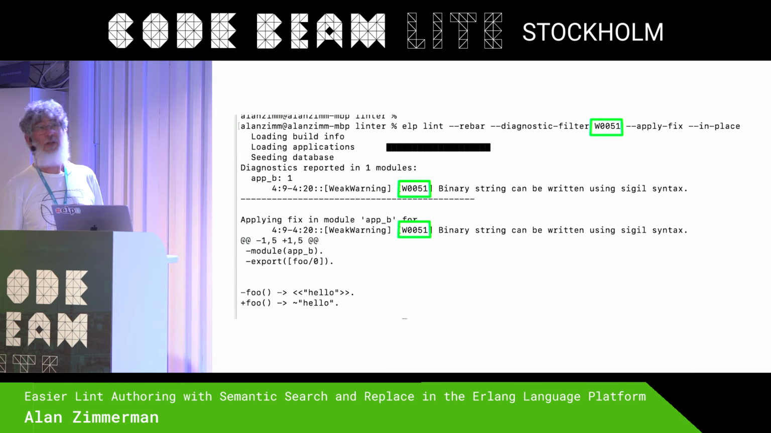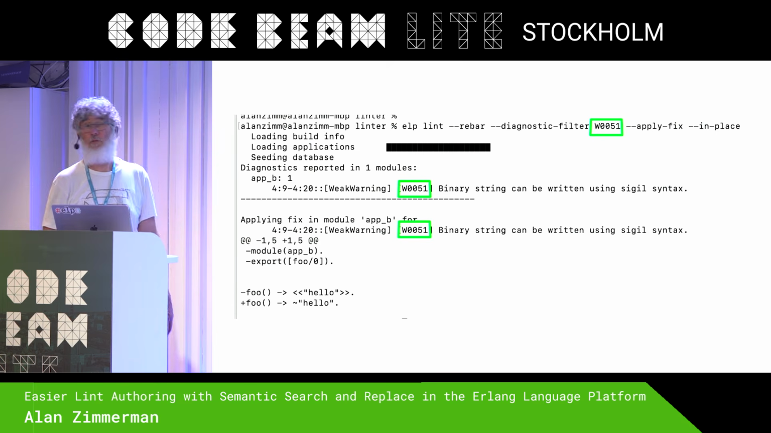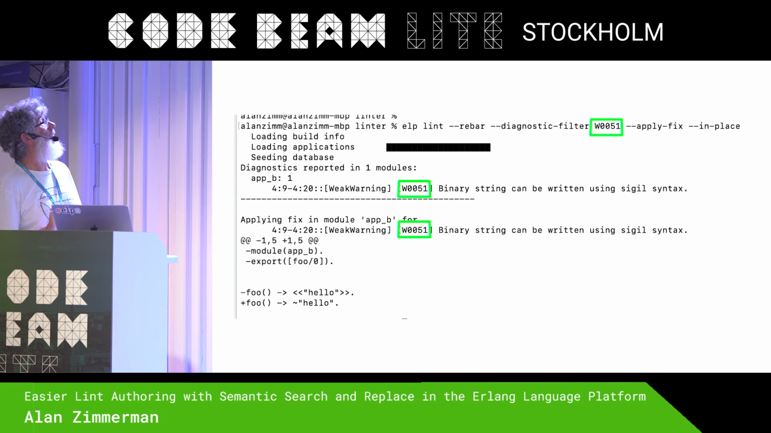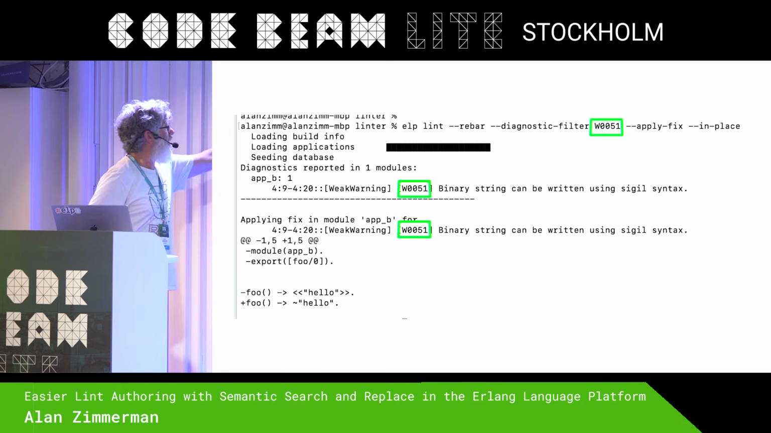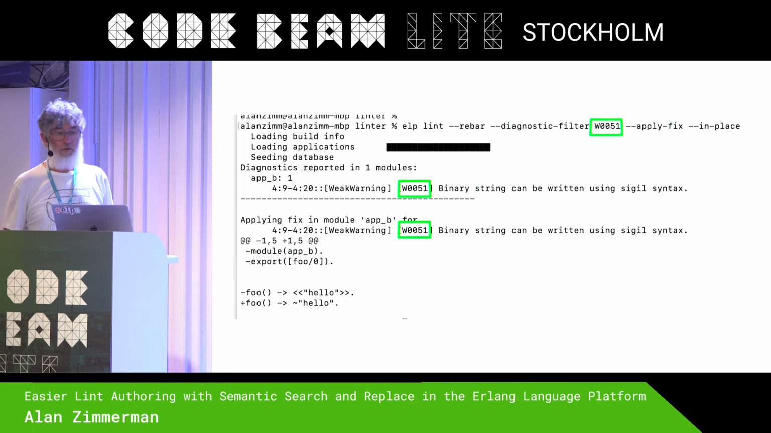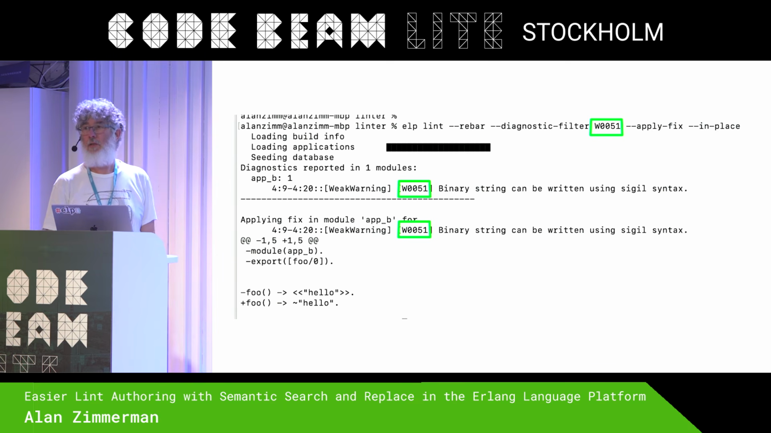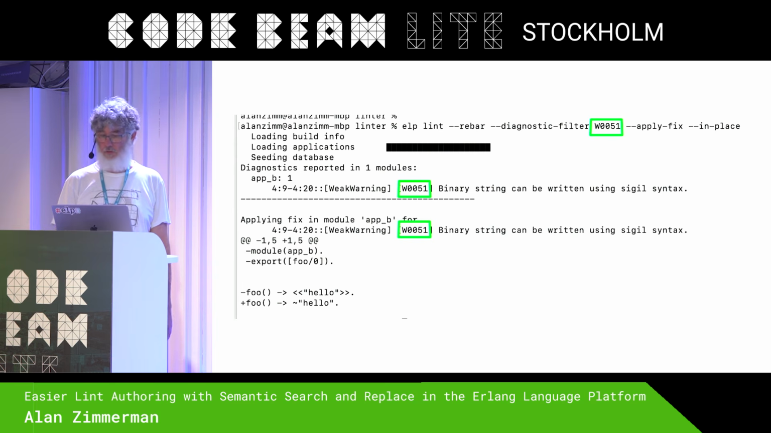This is calling it from the command line. This is actually calling it inside one of the test projects on the ELP repository, so you can run it at home if you want. We say we're running it in rebar mode. We're doing diagnostic filter of this W0051, which is the diagnostic code we gave it. We're applying a fix in place. So it goes off, it finds it, and then it makes a diff. This here is the change it's going to do. And that's it. That's finding something you want to change and changing it, and that's the only code you have to write to get it to happen.